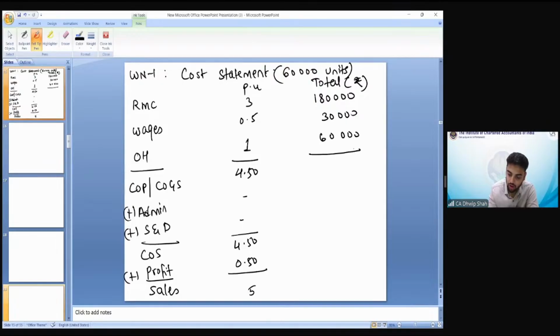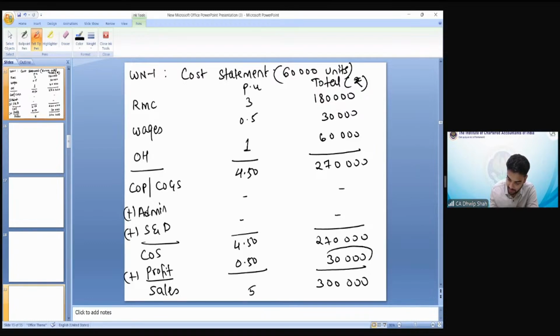So my total cost of production is 180, 240, 270. My selling price is 5 per unit. Can I say 3 lakh? 60,000 into 5, 3 lakh. And my profit comes to 30,000, which is balancing figure. Followed?